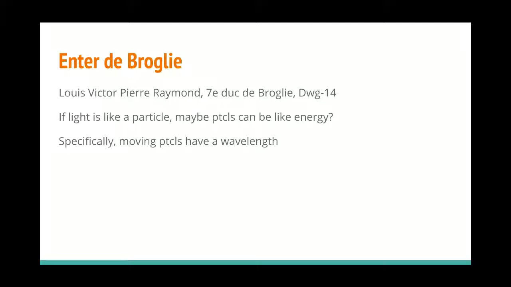He said, okay, if light can be like a particle with a photon of light carrying energy, maybe particles can be like waves. That is to say, maybe particles can have wavelengths. Maybe your particle, when it's moving, actually has some sort of wavelength. Okay? And that would explain why it can only exist at a certain radius, at a certain distance from the nucleus.